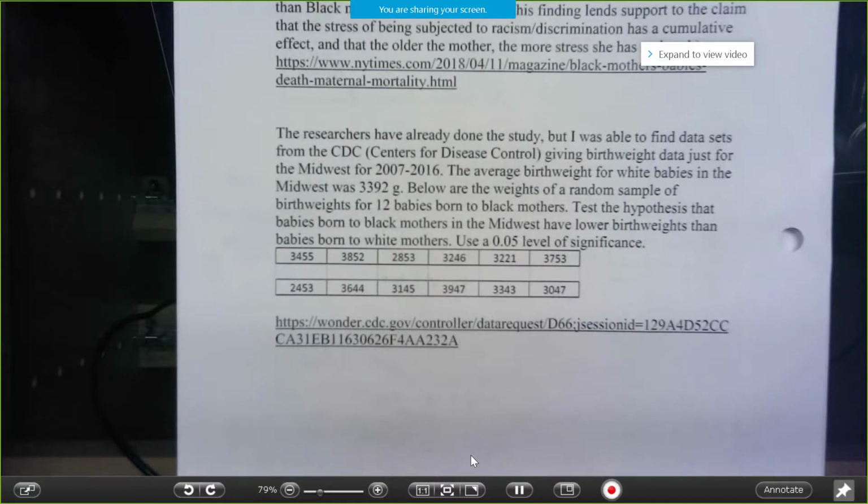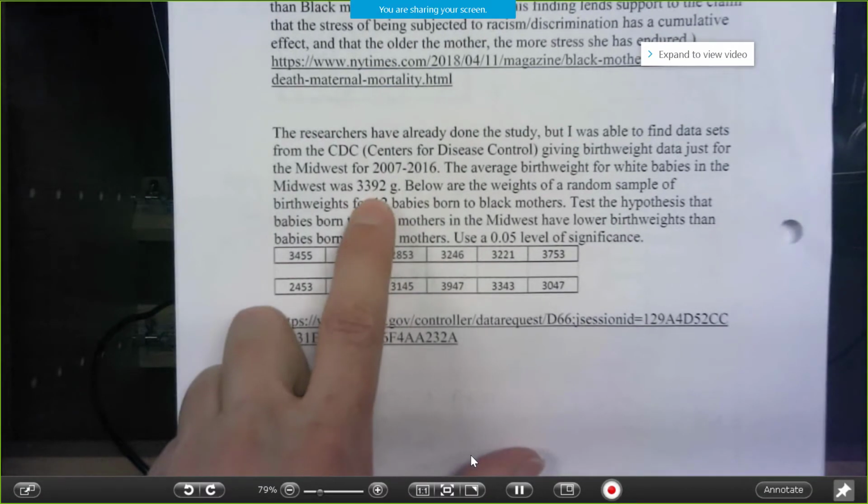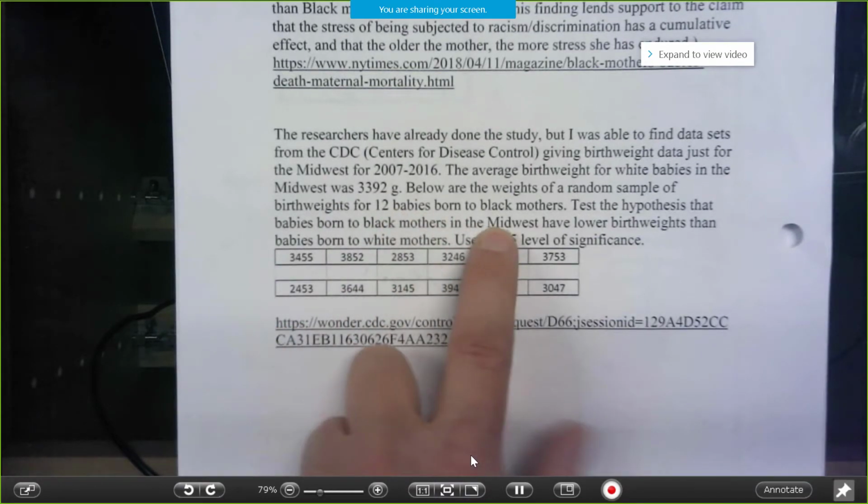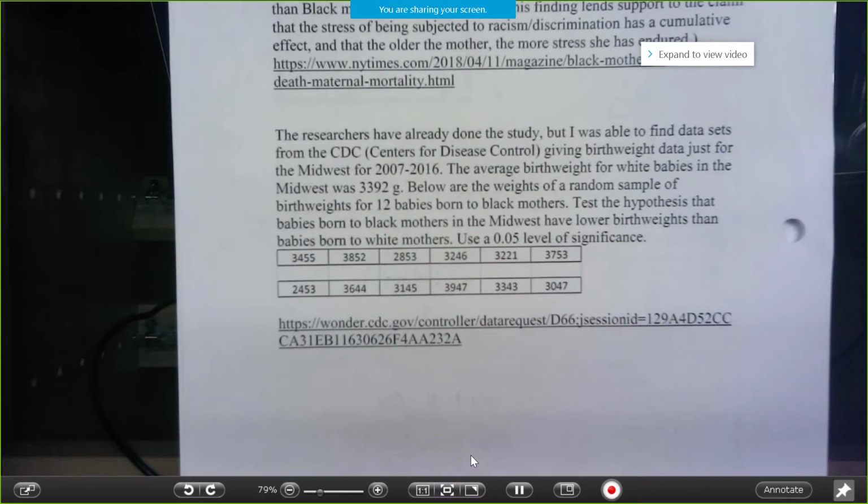There were huge samples, or huge numbers, so this is a pretty small sample. Born to Black mothers, test the hypothesis that babies born to Black mothers in the Midwest have lower birth weights than babies born to white mothers, and use a 0.05 level of significance.